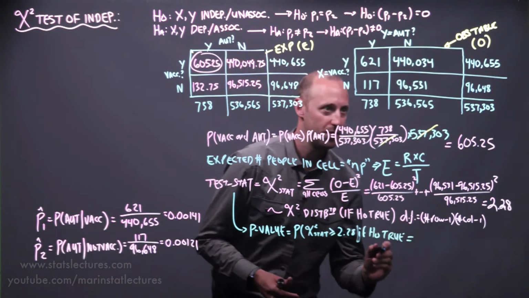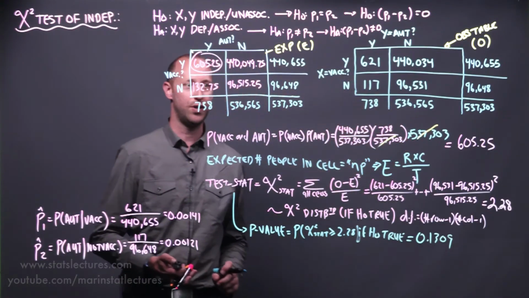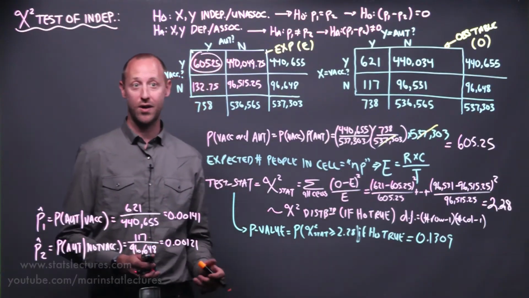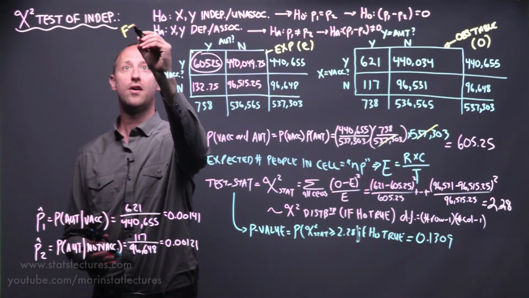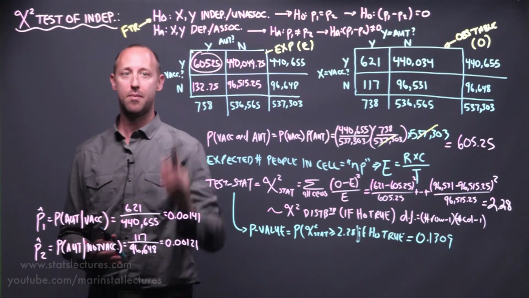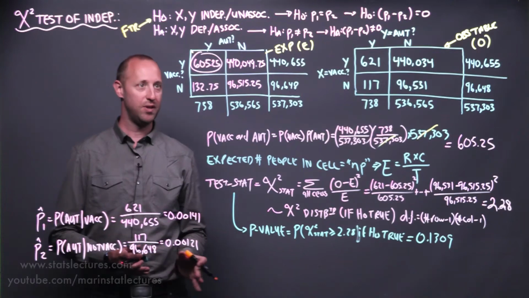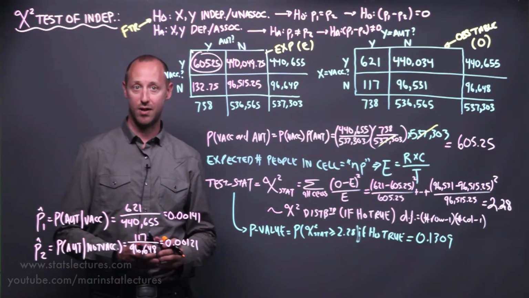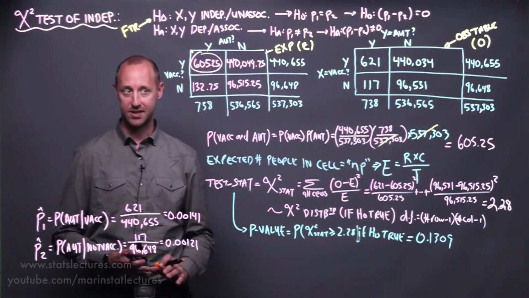This is going to come out to be 0.1309, or about 13.1%. With that, what are we going to do? Our p-value is bigger than an alpha of 5%. We're going to fail to reject our null hypothesis. Our conclusion is we do not have evidence to believe that there's an association between vaccination for MMR and development of autism.